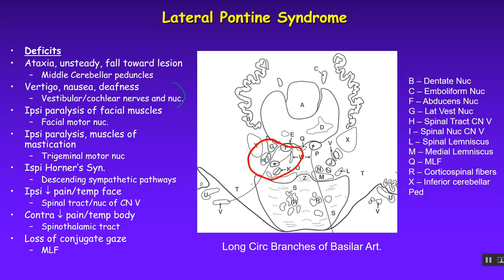Ipsilateral paralysis of facial muscles. This nucleus right here, it's J here. That's the facial nerve nucleus. Facial nerve is kind of wild. Facial nerve nucleus, the cell bodies start here in the nucleus, but their axons project and they go backwards. They actually wrap around the abducens nucleus before they come out and go like that. But so you damage that nucleus or the nerve here, you're going to have ipsilateral loss of facial muscles. Okay, same side, right-sided lesion, right-sided loss of facial muscle function.